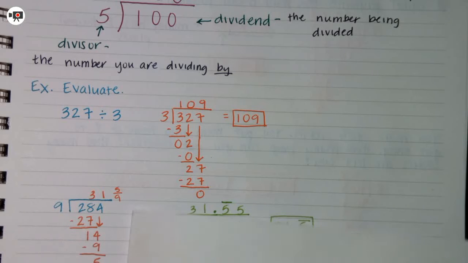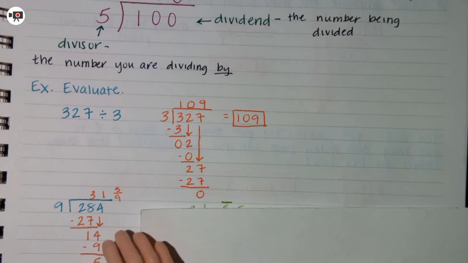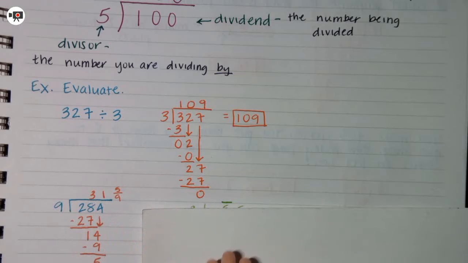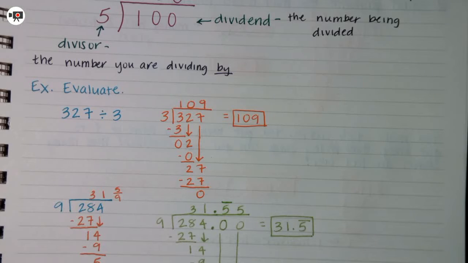For 284 divided by 9, we're going to do the long division. And when I end, I get a 5 at the bottom. I don't have any more numbers to bring down, so you have probably seen it written as 5 over 9. But we're not going to be using fractions or remainders anymore. We'll see one case in which we do. But for the most part, we're going to do it again.